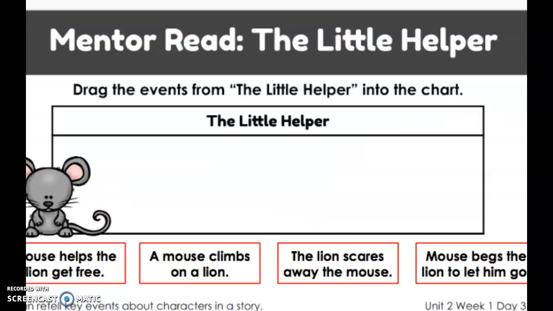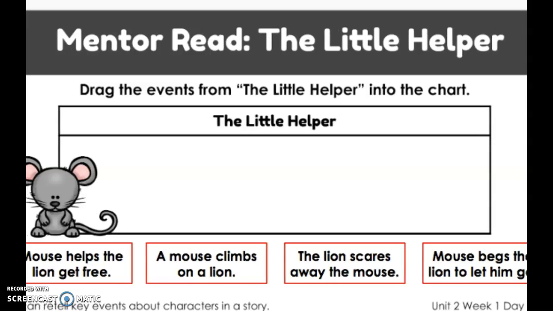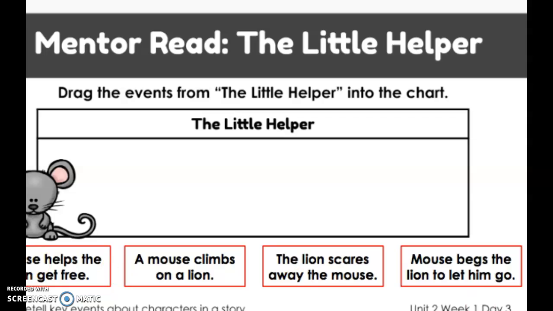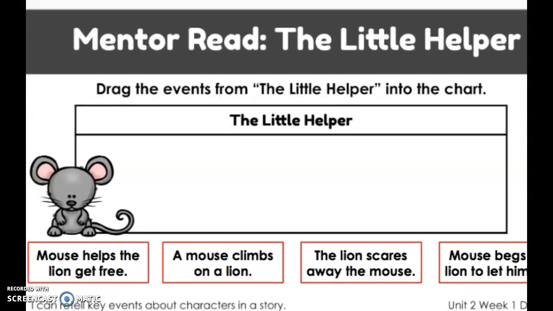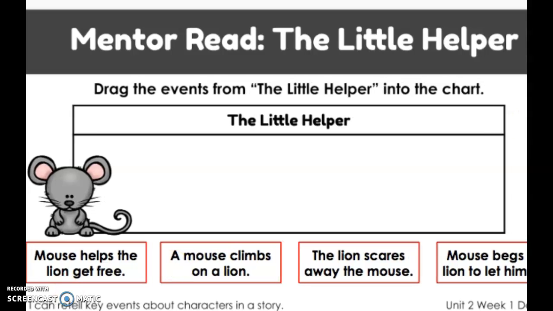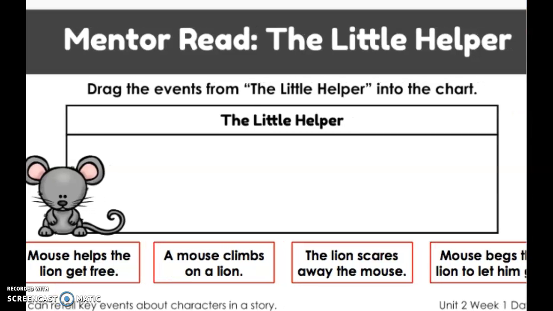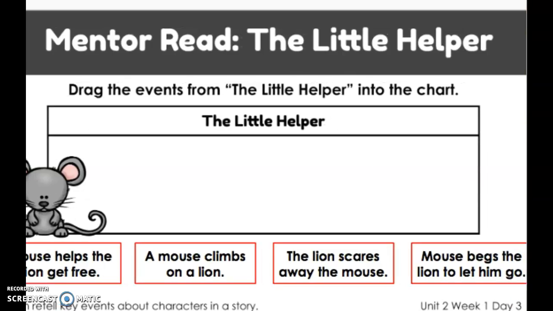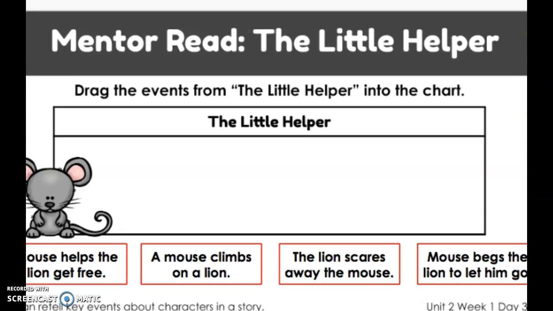What we're going to do right now is we're going to think about our little mouse friend in our story, and we're going to try to think about the mouse and what he did. Miss Gann's trying to make the screen a little bit bigger for you guys, but it's not working. All right. So what we need to focus on is what did the mouse do in the story to help the lion? What did he say and what did he do?